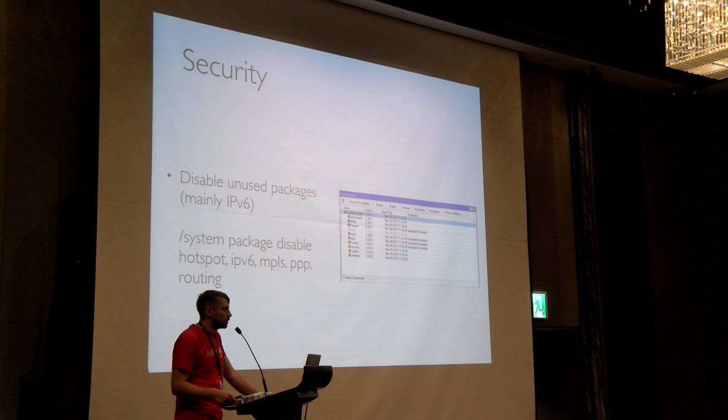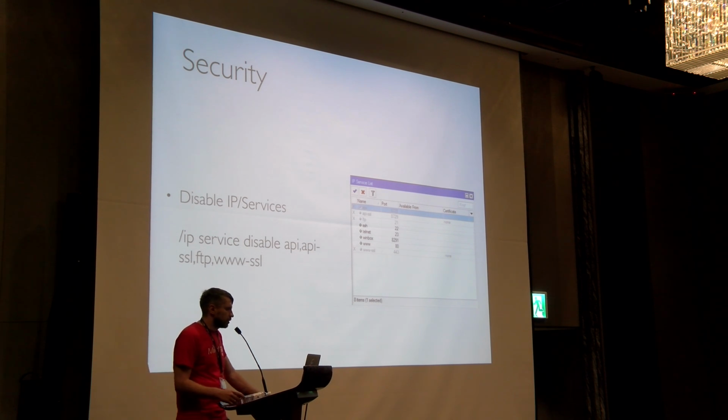If you know that you are not using IPv6, you disable IPv6. If you know that this router will never be used for hotspot, you disable hotspot. For example, on a CCR there is a wireless package enabled because you can make a wireless controller CAPsMAN on it. But if you know that there is no wireless controller in your network, you disable the wireless package. By that, you disable all unused features on your router, and you are saving some RAM and CPU that won't be used on your router.